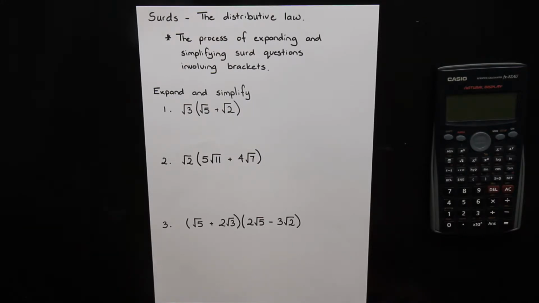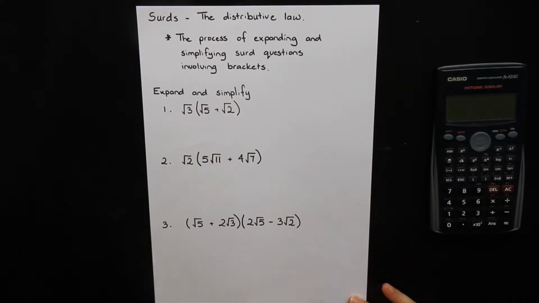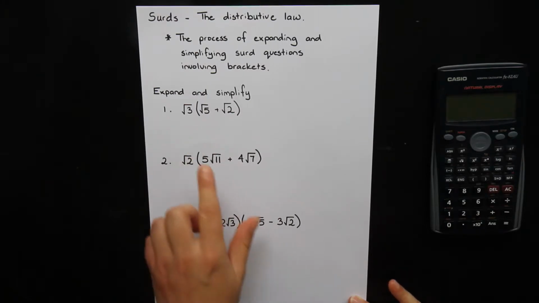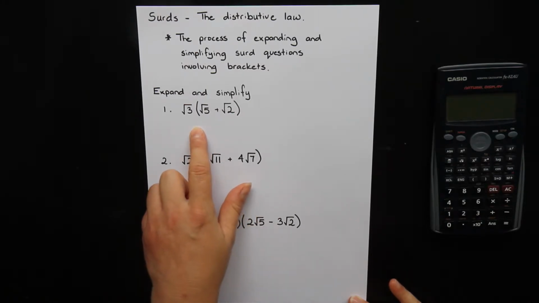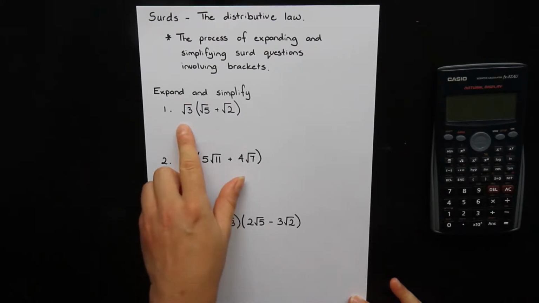Today we are doing some more surds and we're looking at the distributive law. The distributive law is the name that we give to the process of expanding out brackets like these. So today we are expanding and simplifying surd questions that involve brackets. So we will need to use all the skills of multiplying and simplifying surds that we've learnt in other lessons. So let's look at this first question.